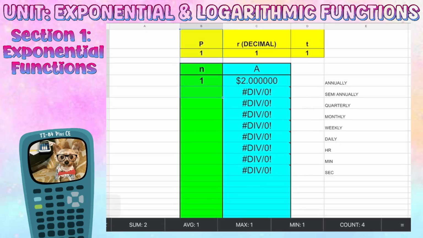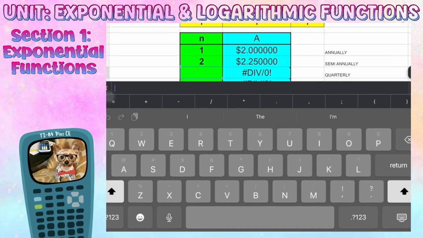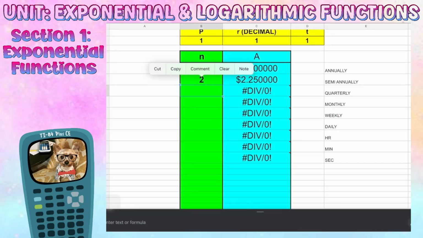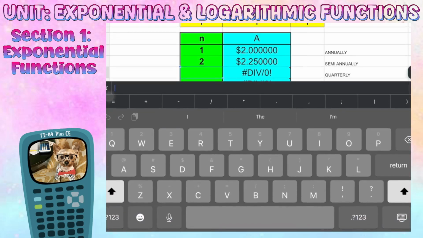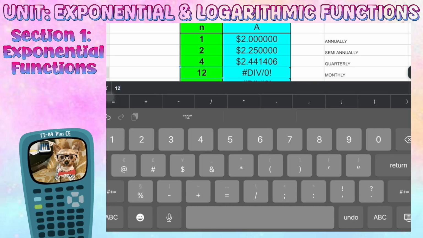What if I compound that interest instead? So if you see on the right, I have some words to describe. On the right, semi-annually. So that means that I'm going to fill in twice a year. So that's going to be 2 times a year. Well, now I have $2.25. Quarterly. So how many times a year would that be? That's going to be 4 times per year. Next will be monthly. So that is going to be 12 times a year.